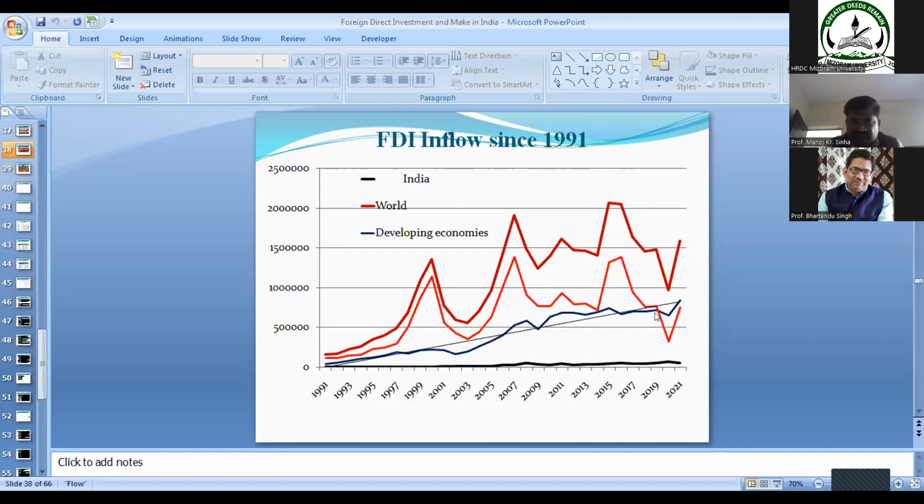In the case of India, in comparison to the global FDI inflow, FDI inflow in India is very low, almost around 6 to 7% of the global FDI inflow.